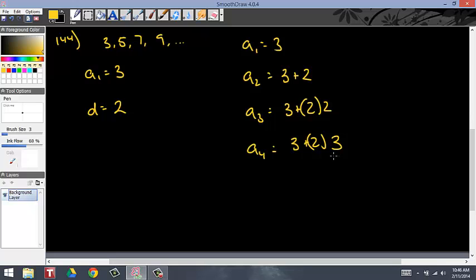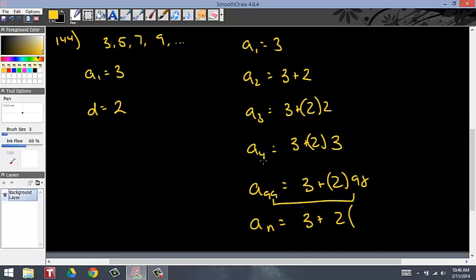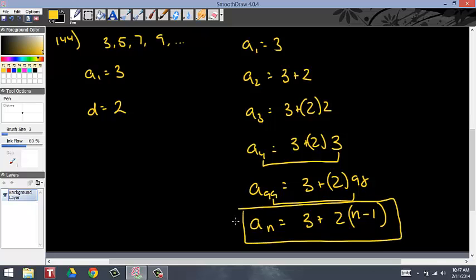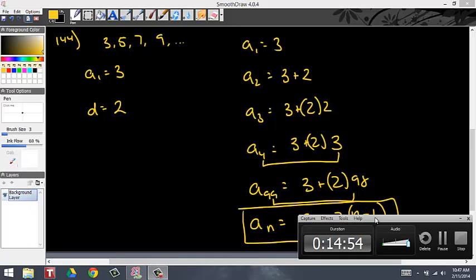Do you remember when we were deriving this from something? Okay. So what was a sub, let's say, a sub 99? 3 plus 2 times what? 98. So then a sub n would be 3 plus 2 times, what was the connection here every single time? N minus 1. Where 3 is a sub 1, 2 is the distance, and then n minus 1 is your thing. That's how you do it. Okay? Alright. Let's go and pause there for a second.